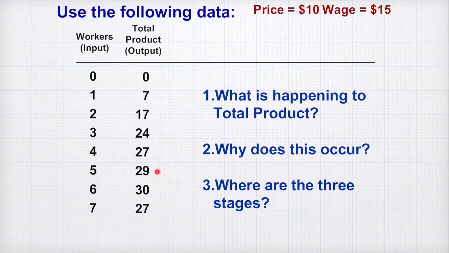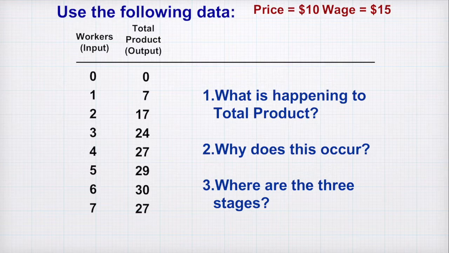So the sixth worker only adds 1. The fifth worker only added 2. So we're getting less and less returns. Now that is true up through the sixth worker. So workers 3 through 6 show diminishing returns. They're still adding output, but at a diminishing rate.